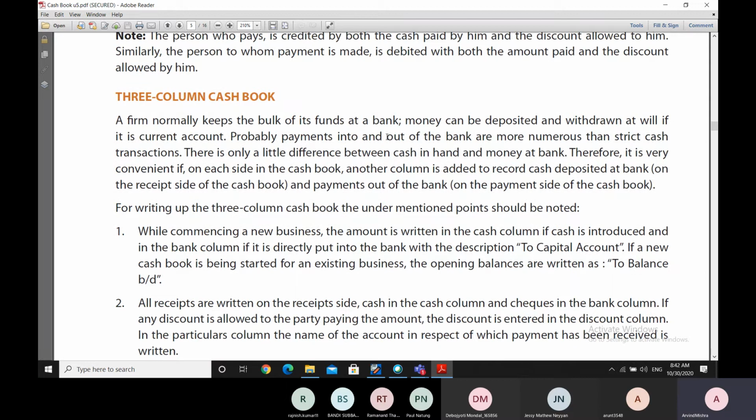Now we move to the 3-column cash book. Now we know that every company or firm or every concern keeps most of its funds in the bank. Money can be deposited and withdrawn at will from a bank if it is a current account. Because in the current account you don't get any interest and you can make any large number of transactions in a day, as opposed to a normal savings account where the number of transactions is limited.